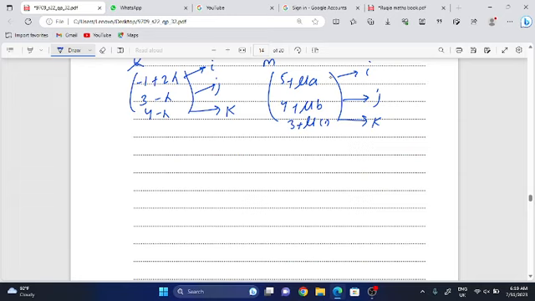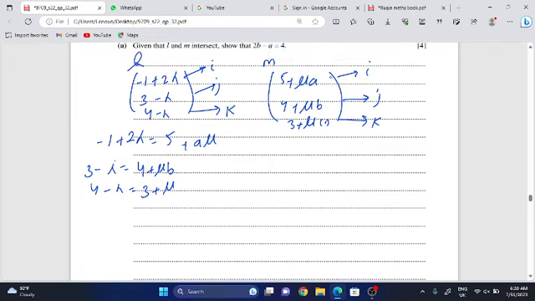So that gives me minus 1 plus 2 times lambda, which equals 5 plus a times mu. Second, 3 minus lambda equals 4 plus mu times b. And 4 minus lambda equals 3 plus mu. I have to solve these equations in order to find the values of a and b.